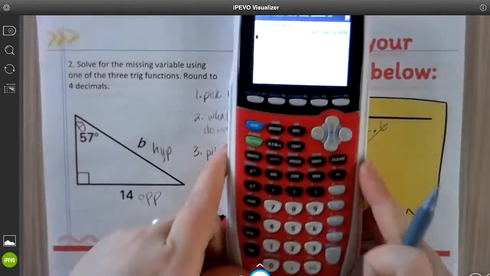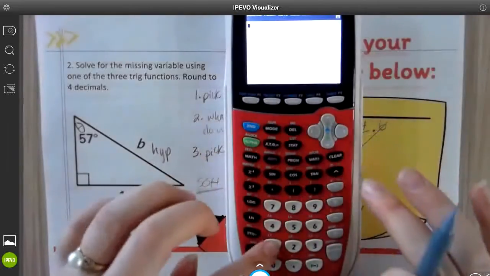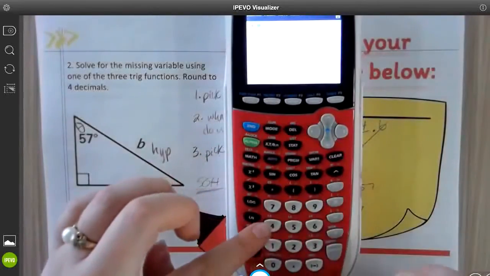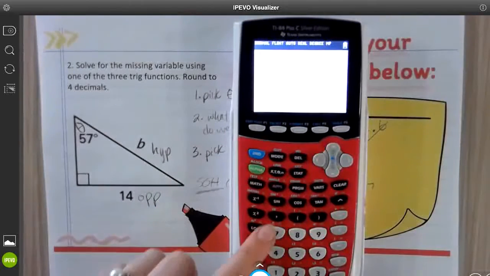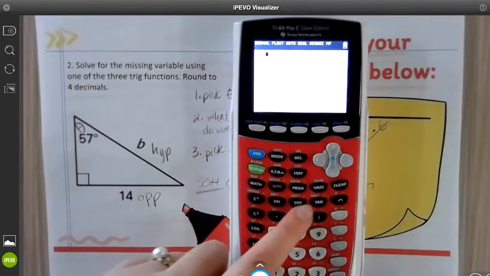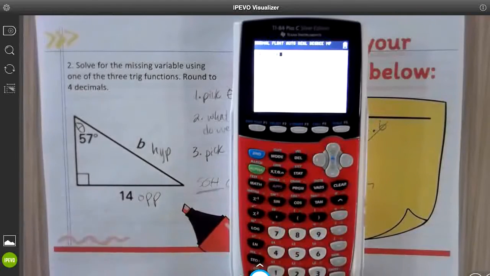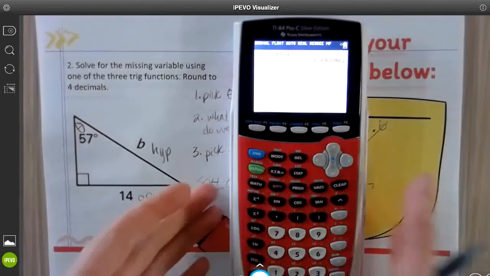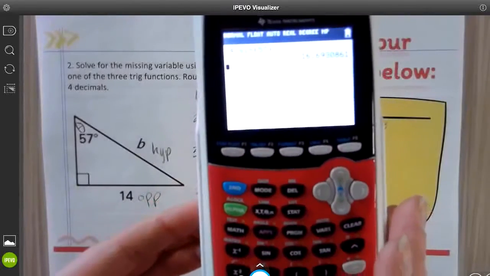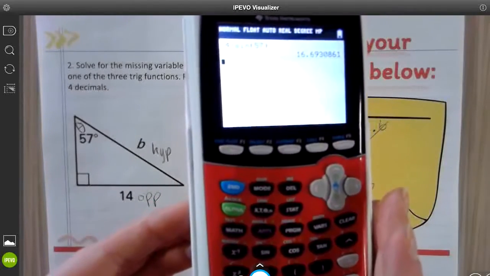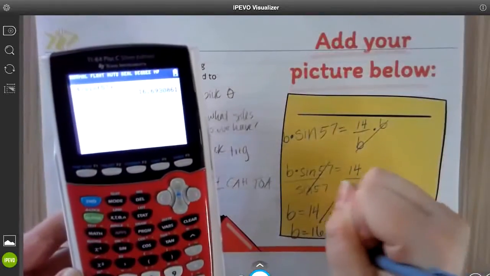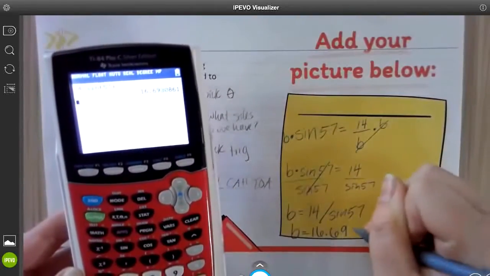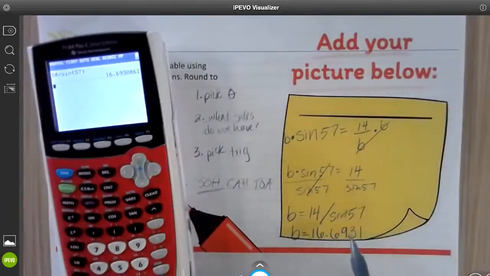So I'll show you how to do it on your calculator. 14 divided by, here I'll bring it down, maybe you can see it better. 14 divided by, there's 3 buttons on your calculator: sine, cosine, and tangent. We want sine, and our angle measure was 57. Make sure you always close your parentheses. Maybe if I bring it closer, you can see. 14 divided by sine of 57, that's going to be 16.6931. And there's my answer.